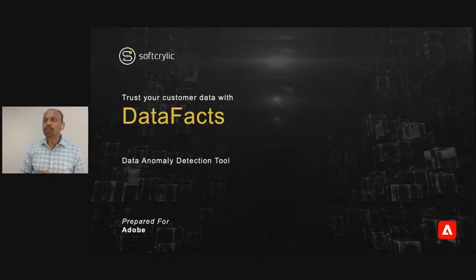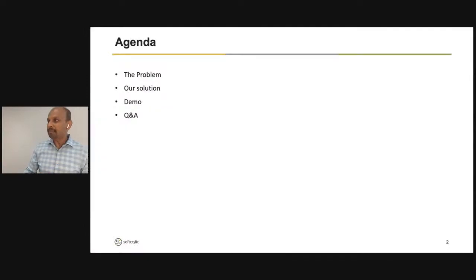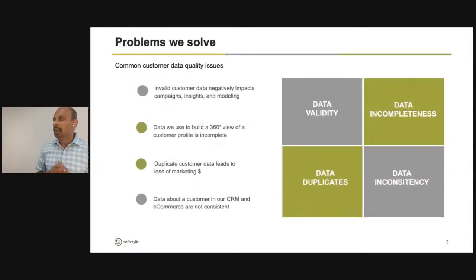So the tool that we have built is a data anomaly detection tool, and it is particularly built for validating the quality of customer data. What is the problem that we are solving with this tool? The main problem that we are solving is data quality.